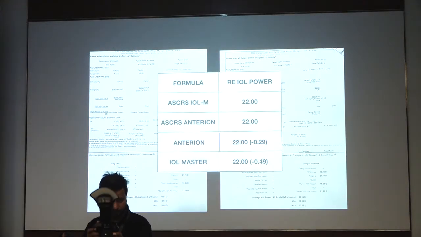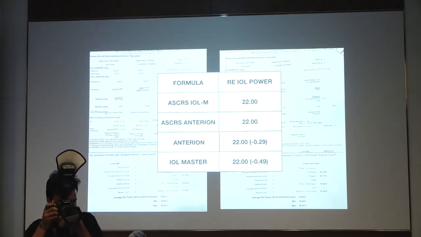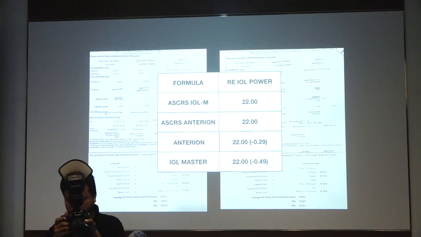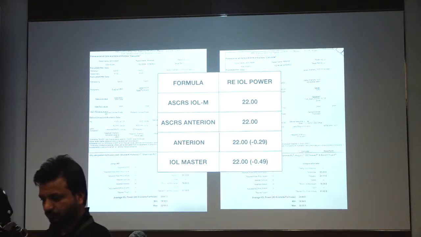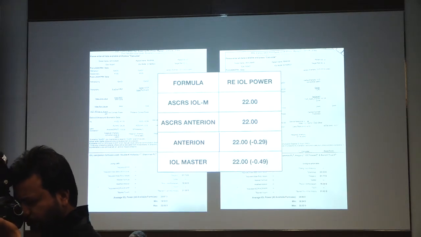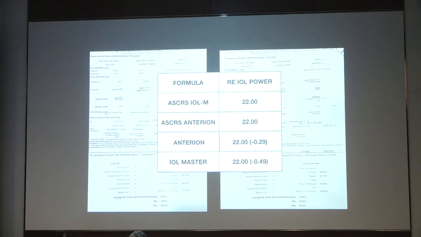Now, I also got an IOL Master reading done. When they are post-refractive cases, I prefer that I do an IOL Master. I compared it with the Anteron to conclude what's happening. I also did the ASCRS calculation. The ASCRS calculation on IOL Master was 22. ASCRS calculation using Anteron readings was also 22. So I went ahead and stuck to the Anteron reading because that's what I have.